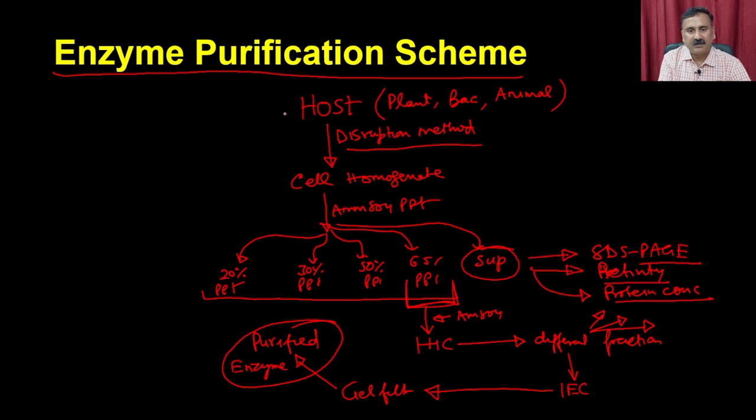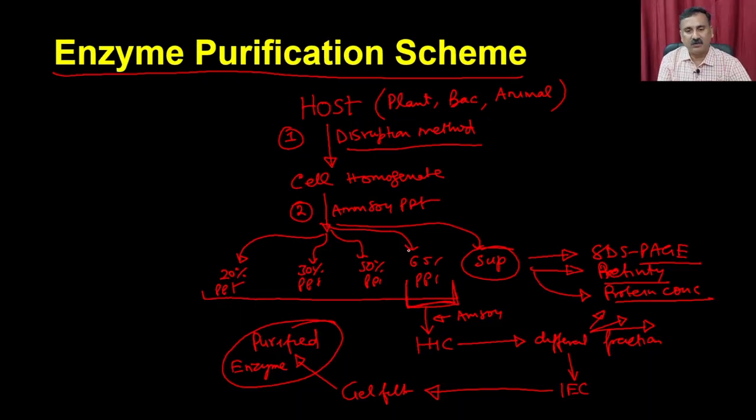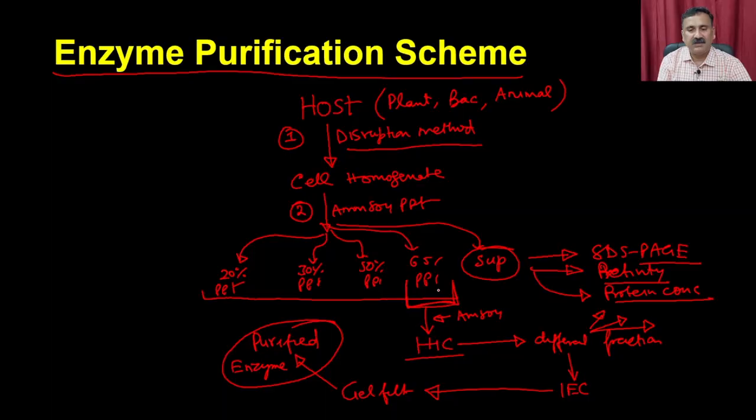So in the first step, you are going to select the disruption method so that the host cell gets disrupted. Second step, you are going to do the ammonium sulfate precipitation so that you have a suitable fraction where the major amount of activity and protein concentration is present. And then from this fraction, you can do the hydrophobic interaction chromatography, because the major advantage of HIC just after the ammonium sulfate precipitation is that you don't have to waste time on dialysis. Because if I want to do the ion exchange chromatography after the ammonium sulfate precipitation, I have to dialyze and remove the salt, right? So that is not required for HIC.